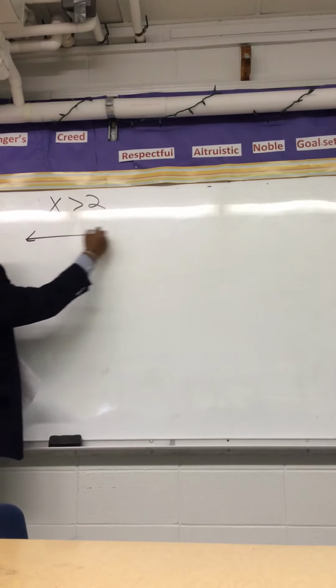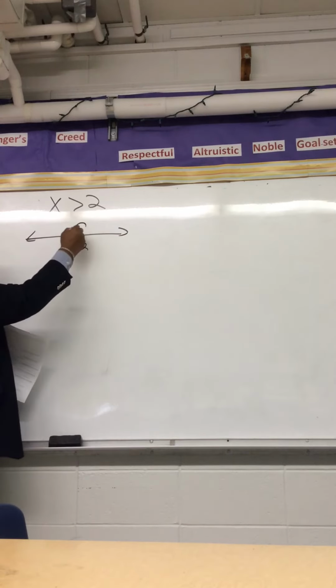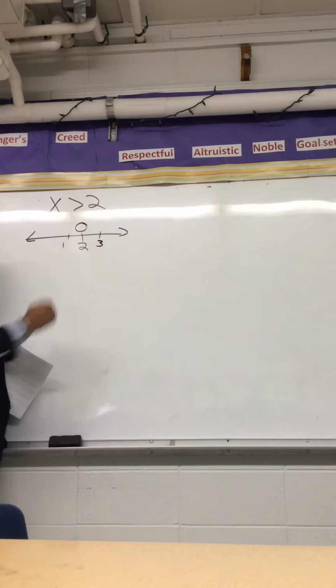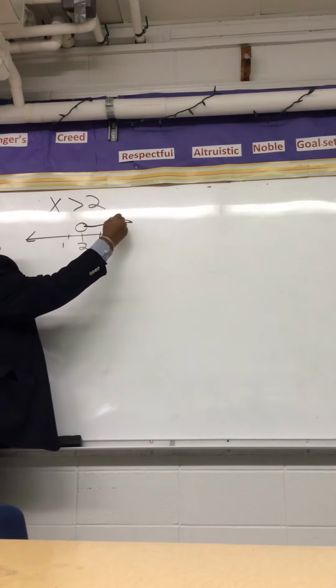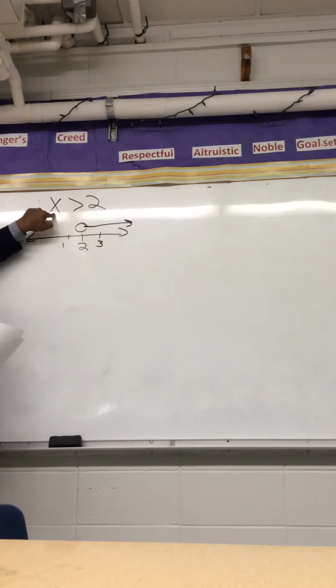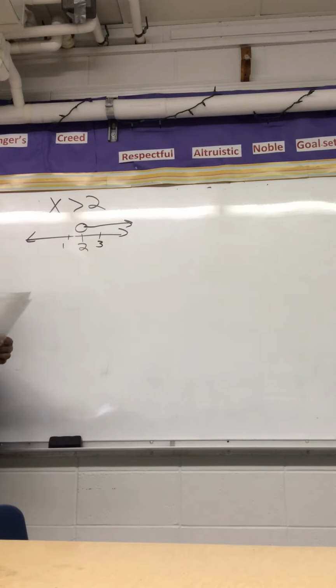So on your number line, you're going to go to 2. You can put an open circle because 2 is not included. What numbers are greater than 2? To the right. It means that all these numbers, 3, 4, 5, are bigger than 2. So that's how you graph an inequality solution. x can be any number as long as it's bigger than 2. You put an open circle because 2 is not part of our solution. So let's copy that down.